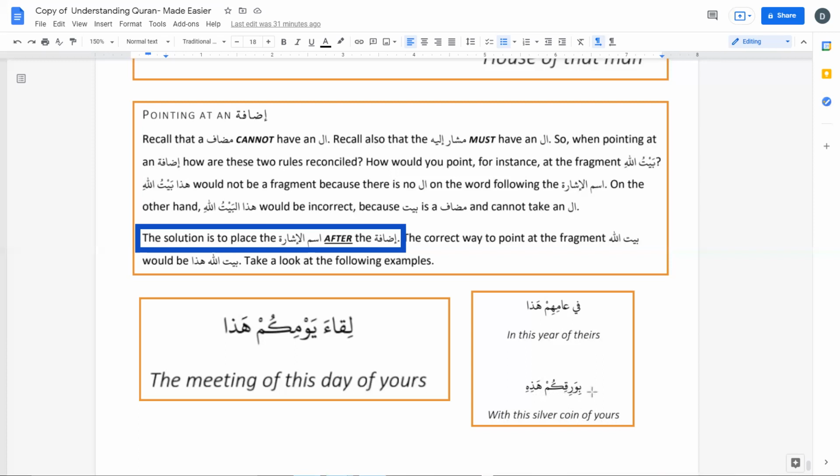With is coming from bi. Bi wariqi is a harf of jar fragment. Bi is a harf of jar, wariqi is ism majroor. Then this ism majroor is also coming as mudaf, wariqi, and then kum is mudaf ilayh, and then hadhihi, the ism ishara, at the end.